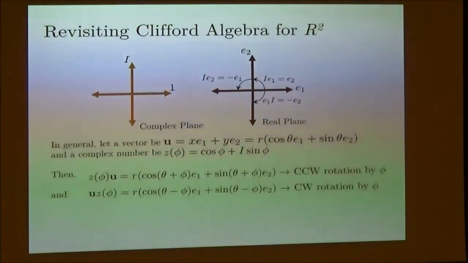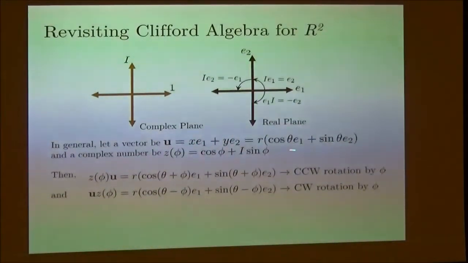And this is very different from how we do the complex multiplication, what we saw in the very first few slides of this class, where our vectors were also represented by complex numbers, and our operator was also represented by complex numbers. Here, we have this nice separation between the vectors, which belong to the real plane, and the vectors that belong to the complex plane. Vectors that belong to the real plane can be represented as, let's say, x times e1 plus y times e2, and we can also write them in the polar form.